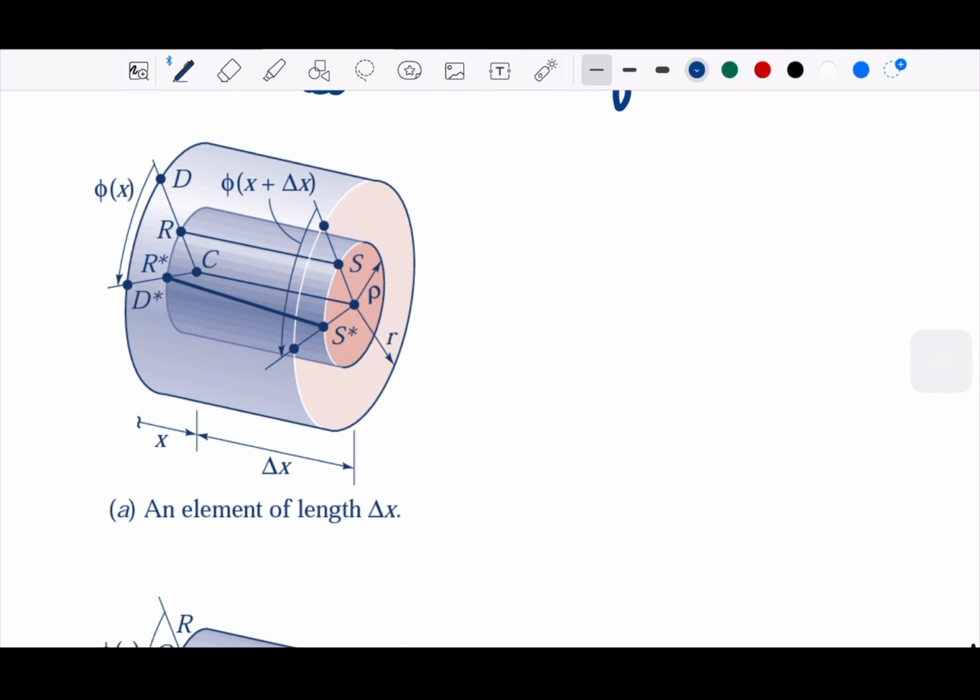The R has the new R, R asterisk, and S has S asterisk, within the delta x length. If we say that this is x, then the other part will be x plus delta x, or in the function, phi of x plus delta x. This is the angle, and this is the radius, the inside radius, and this is the radius for the rod.